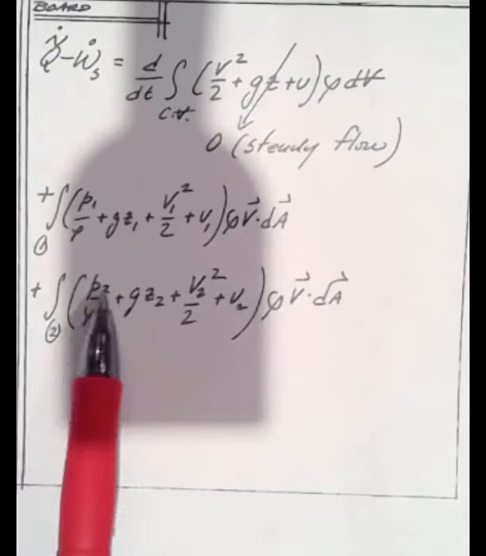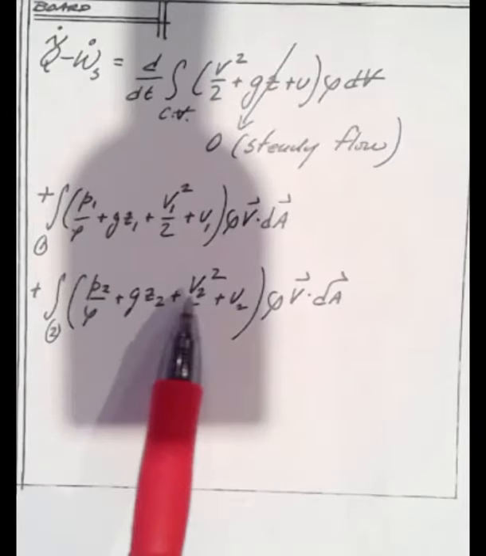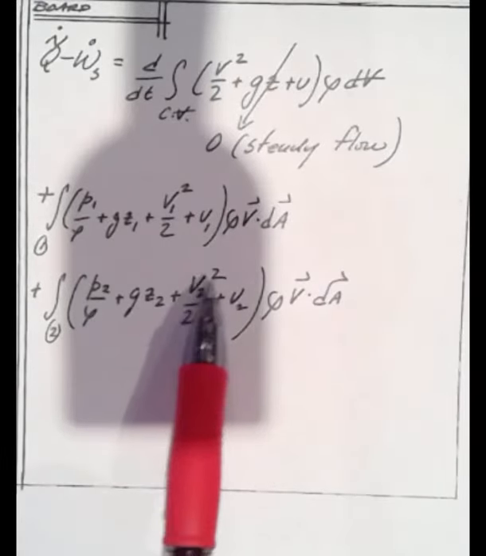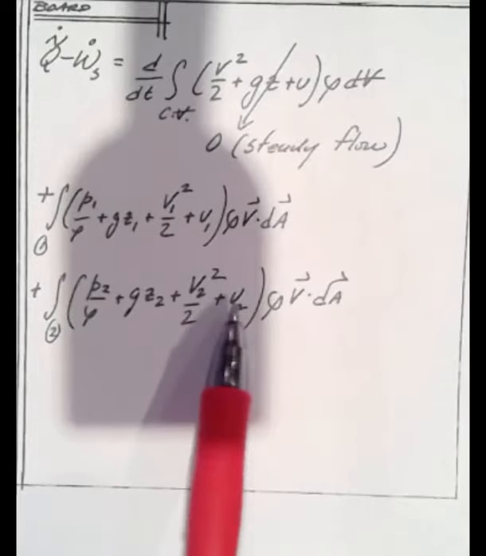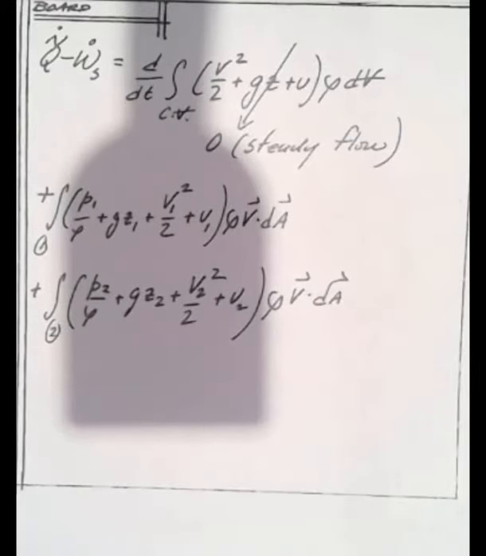At section 2 we have p2 over rho plus gz2 plus V2 squared over 2 plus u2, rho V dot dA. And we'll now evaluate the flux integrals. Okay, so the volume integral in that particular picture vanished because we were at steady flow.